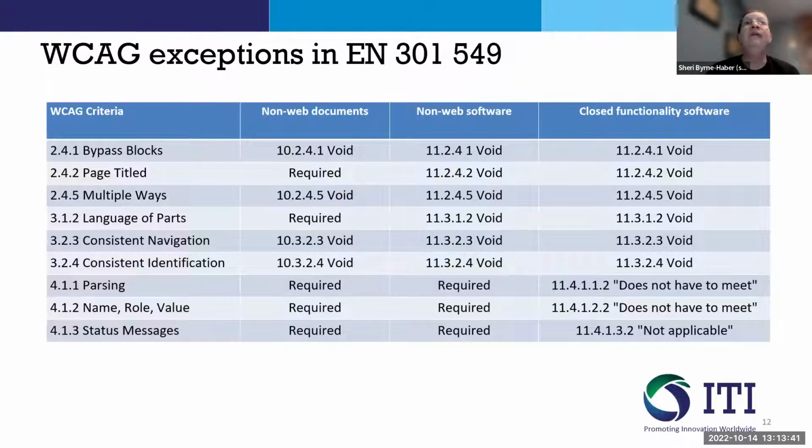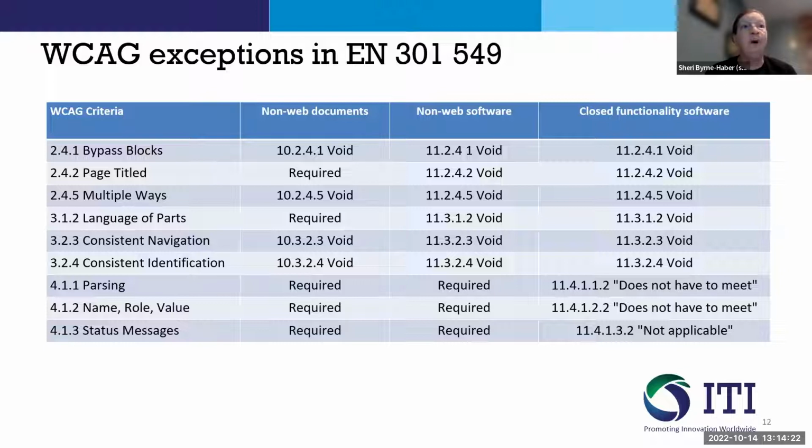Okay, so in the software section, we have 3 different categories. We have non-web documents, non-web software, and closed functionality software. So for bypass blocks, those sections are void. For page titles, for non-web documents, it's required. For the other 2 sections, it's void. And this is for the WCAG criteria. So bypass blocks is 2.4.1, page titles is 2.4.2, multiple ways is 2.4.5. It's void for all 3 categories.